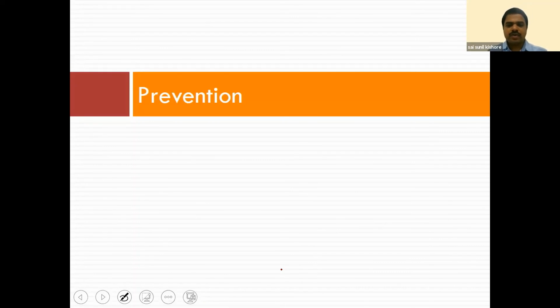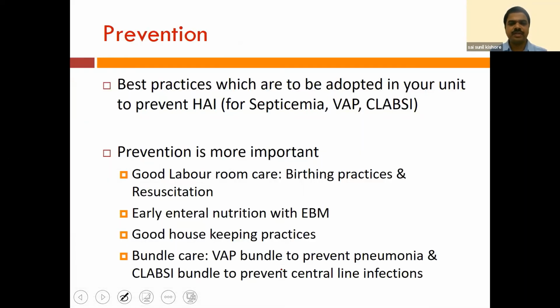So one word about prevention. I think in the last couple of lectures in this month, the entire focus is on prevention of sepsis, but I'd like to add one slide about prevention. So good labor room care, good birthing practices, resuscitation. This is one of the common areas, like most of the labor rooms are not clean, and most of the babies acquire sepsis from the labor room itself. So good labor room care and good practice in the delivery room, that is one of the very important aspects.